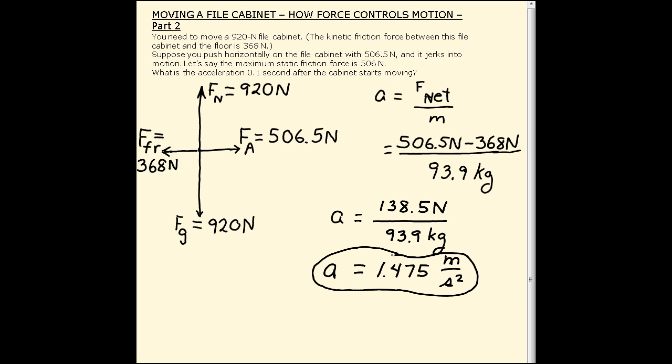And actually, as long as the file cabinet is still moving, and as long as you're continuing to push with the same force of 506.5 newtons, you'll get the same acceleration, which means your file cabinet is going to accelerate radically more after it starts moving, if you continue pushing that way, than the acceleration it had when it first began. You remember that was on the order of 5/1000ths of a meter per second squared.